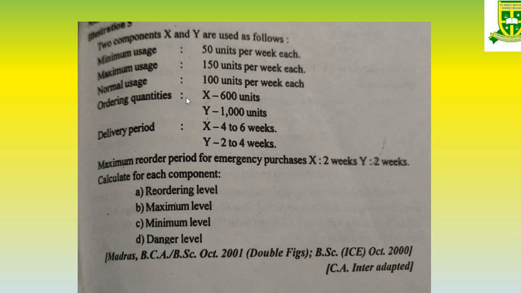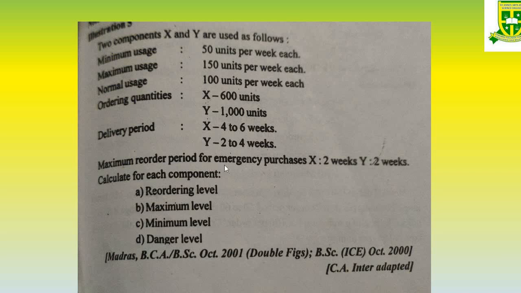For the economic order, there are two components we have to prepare, one for X and the other for Y. For X, the ordering quantity is 600. For Y, the ordering quantity is 1000. The delivery period for X is 4 to 6 weeks. For Y, it is 2 to 4 weeks. So for 4 to 6, 4 is the minimum and 6 is the maximum. And for Y, 2 is the minimum and 4 is the maximum.